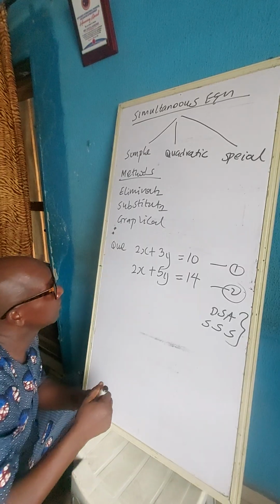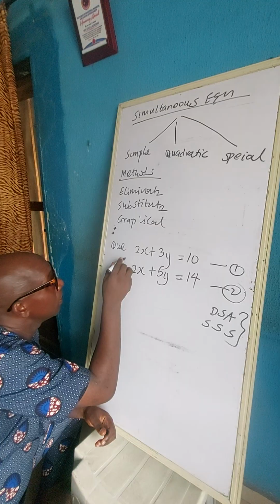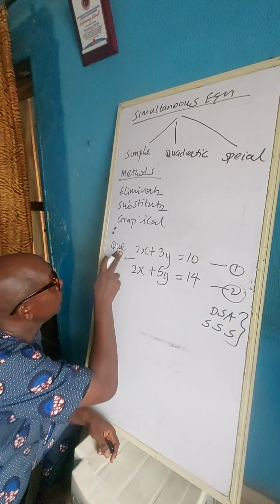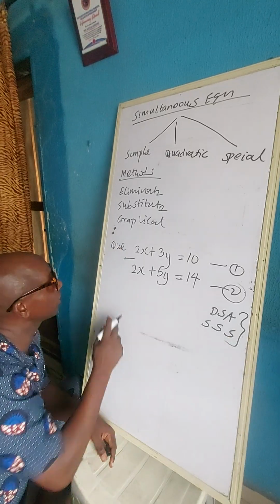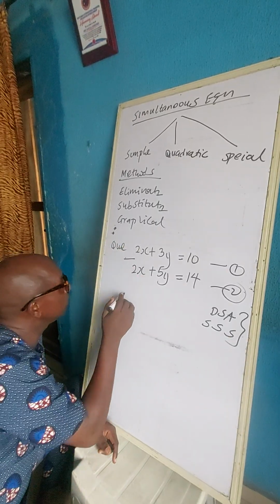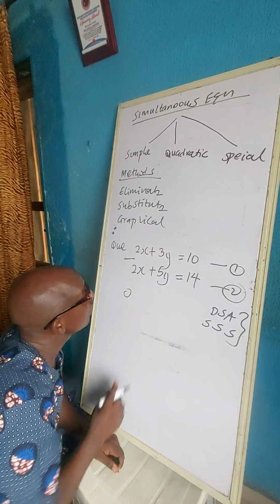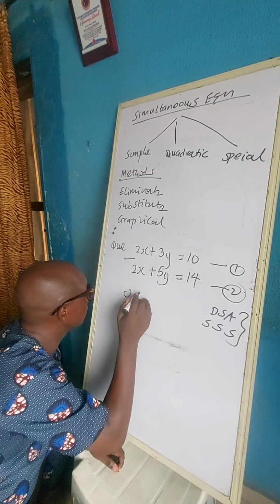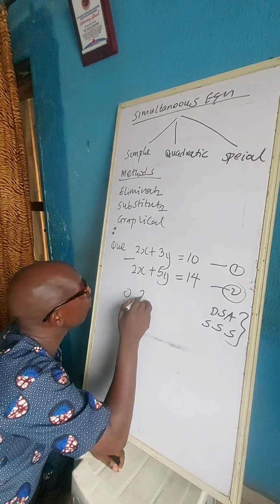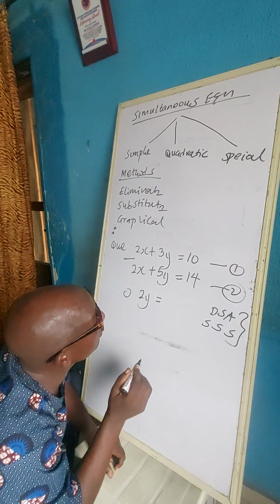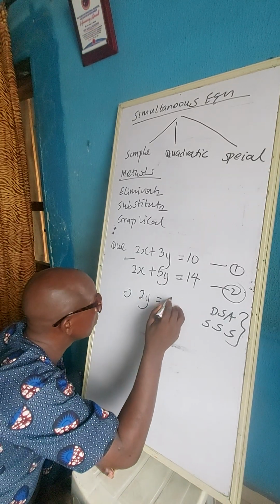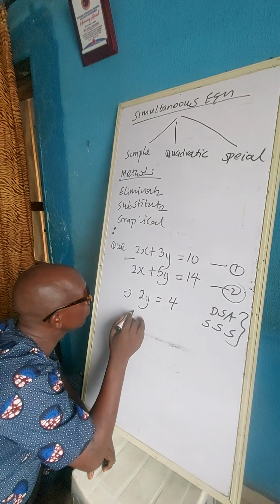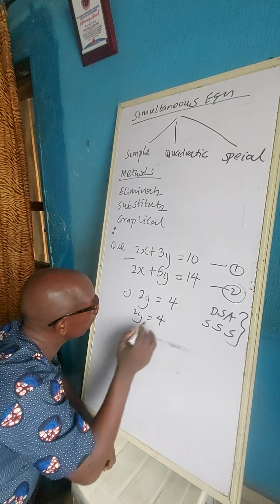Let's go. Different sign, same sign, subtraction. Same sign: plus 2, plus 2, same sign, subtraction. We need to subtract. 2x minus 2x is 0. 5y minus 3y is 2y, equal to 14 minus 10, which is 4. Make y the subject of the formula, which means 2y equal to 4.